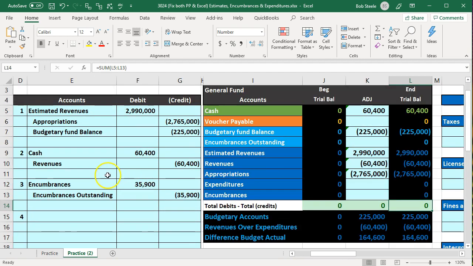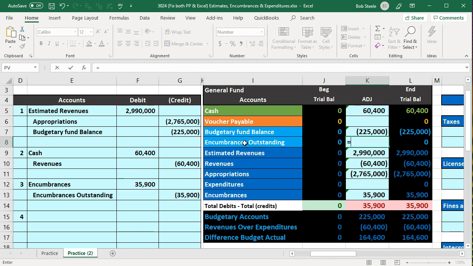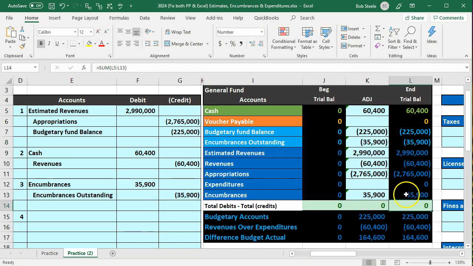Now we're going to post this out. So here's going to be the encumbrances. That's going to be down below, in the encumbrances line item. We are in cell K13. This equals, pointing to that debit, increasing the 0 up in the debit direction. Then we have the encumbrances outstanding. We are over here in cell K8, equals, and we'll go to that credit, increasing that amount. That puts us back in balance here. So now we're back in balance.